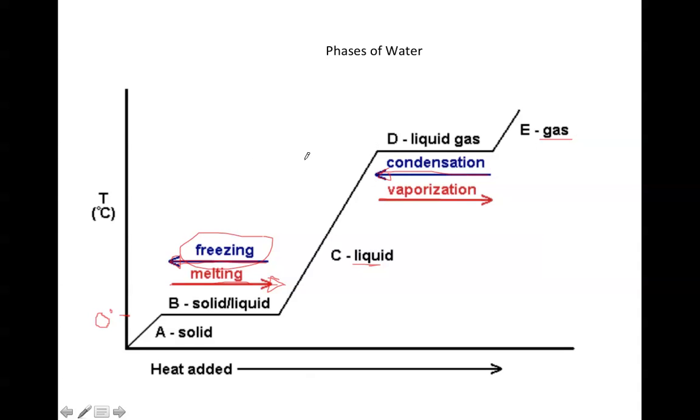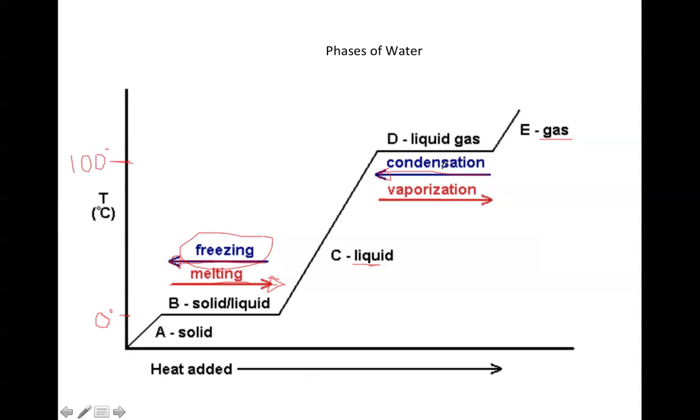Okay, this happens at, I want you to write this in, 100 degrees Celsius. So at 100 degrees Celsius, if you are adding energy, you're going from a liquid to a gas, it's called vaporization. If you're removing energy, you're going the opposite way, going from a gas to a liquid, it's called condensation.